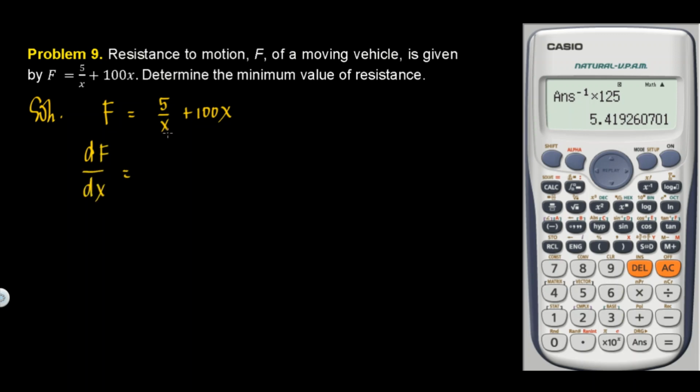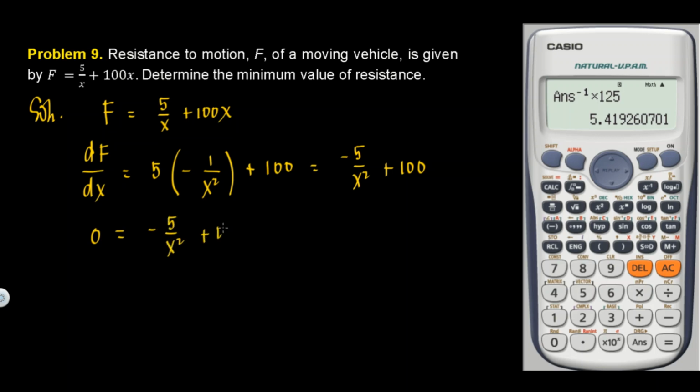So, ito, constant over a function, no? Or, this is 5 times negative 1 over x squared. Pwede mo gamitin ng power rule, no? Kung gusto mo. Ito kasi mas mabilis pag ganyan. Okay, so, derivative of 100x with respect to x is 100. Or this is minus 5 over x squared plus 100. Equate to 0. Okay, to determine the turning point. Okay, given naman minimum. Test natin yan later.